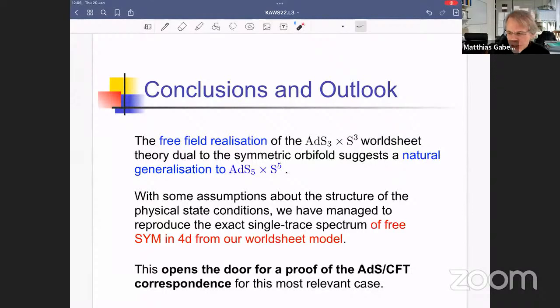How can I see non-perturbative corrections on the worldsheet and so on? We've touched a little bit on it in the context of AdS3. We've tried to construct the instantons of the worldsheet theory, but we haven't exactly understood what their role is in the symmetric orbifold yet. So I think we are in the early stage.